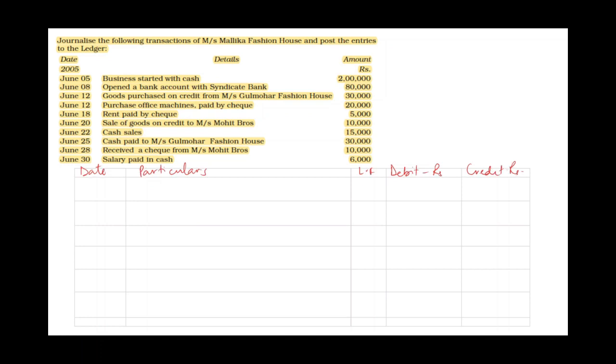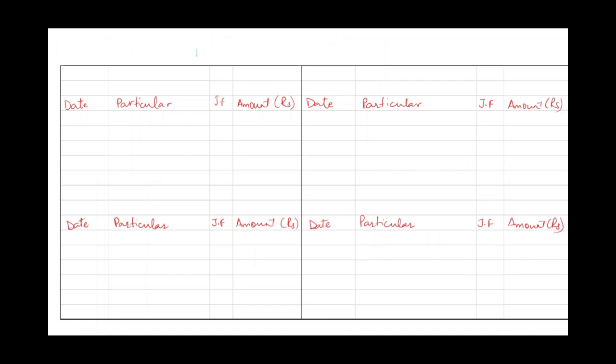This is again okay. The ledger looks like this. In this it shows you have to write the name of the person in whose books you are writing. That should be there. So you will write in the books of Mrs. Malika, which was already there. So you will say in the ledger or books of Mrs. Malika Fashion House.